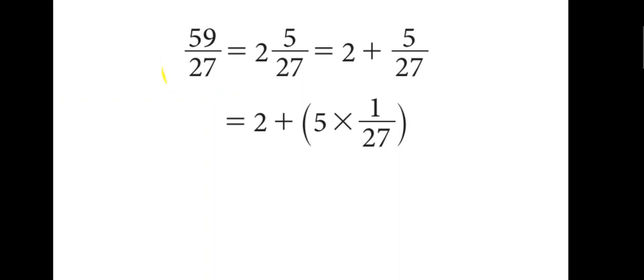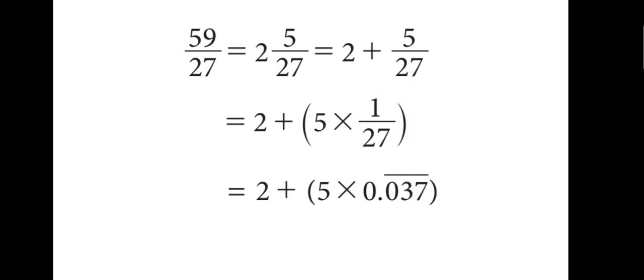When we convert this into a mixed fraction, 2 times 27 is 54, so the remainder is 5. So it is 2 and 5/27, and we can split it as 2 plus 5/27, and 5/27 can be written as 5 times 1/27. Then we can use the expansion of 1/27, which we have deduced: 0.037 bar.